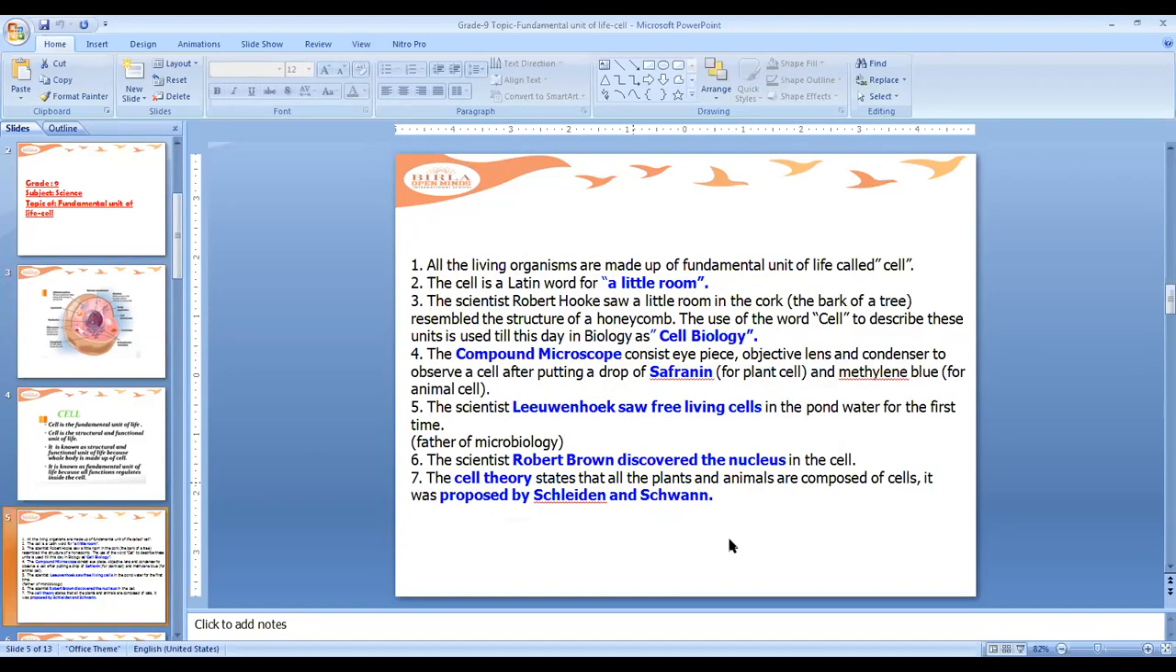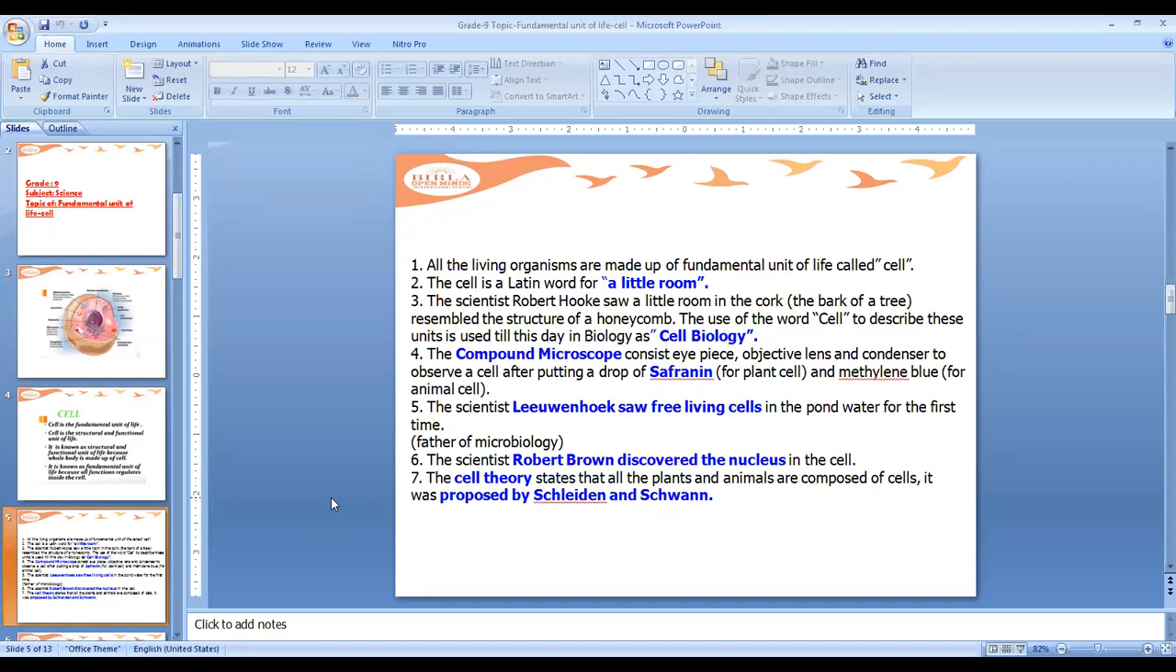The scientist Anthony van Leeuwenhoek saw free living cells which were moving. He saw the free living cells in pond water. So what are those free living cells which he saw? Paramecium, and they were freely moving in the pond water. He saw them under a microscope.